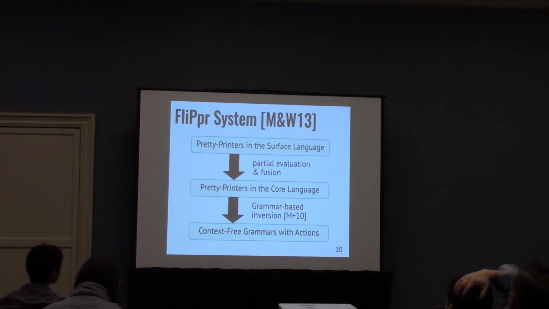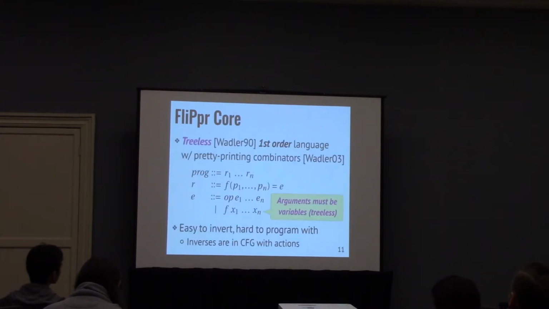First of all, we explain the core language. The core language is actually a functional programming language that has pretty-printing combinators as primitives. The core programming language has a restriction that it is treeless.